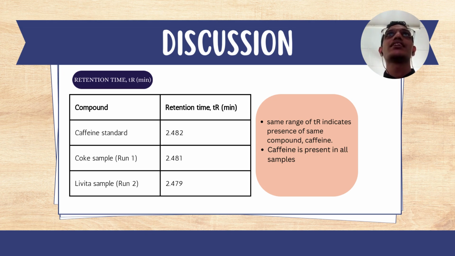The retention time for the caffeine standard is 2.482 minutes. For the Coke sample it is 2.481 minutes and for the Levita sample it is 2.479 minutes. So we can see that the retention times for the Coke and Levita samples are close to the caffeine standard, which indicates the presence of caffeine in the samples.